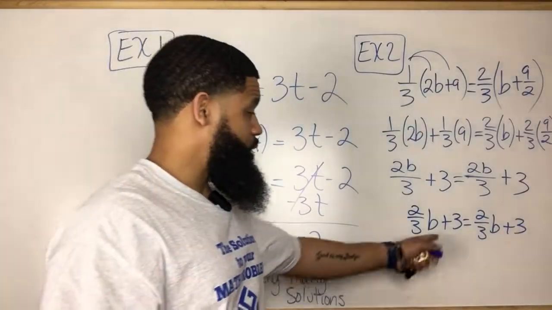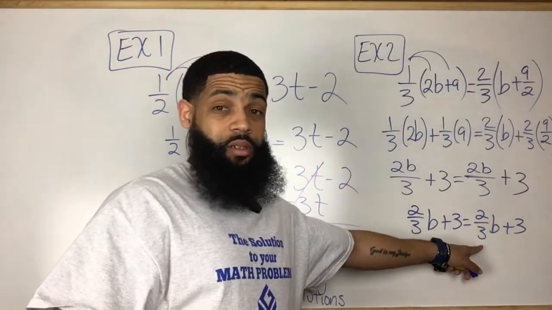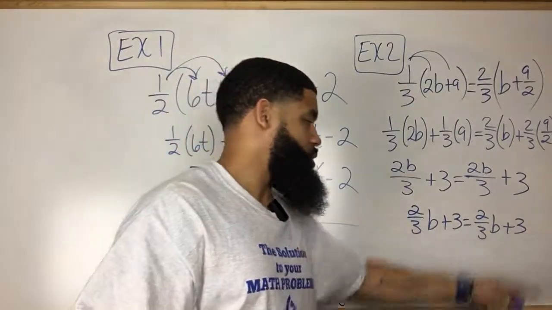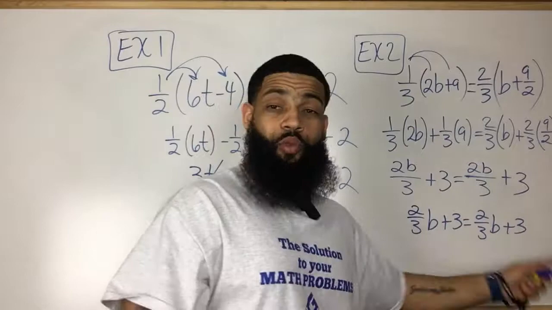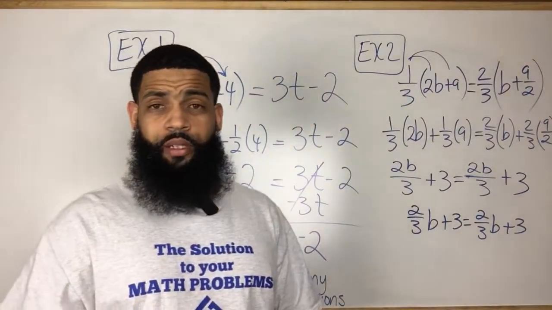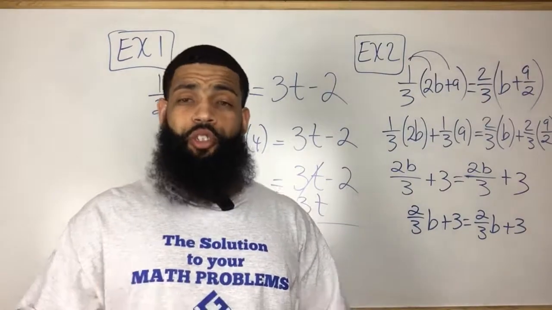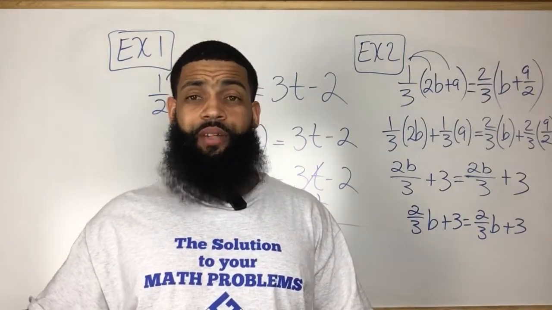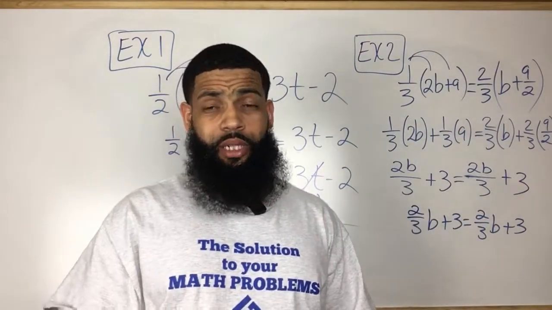Now, notice in this case, if I try to take the b over to the left, if I subtract 2/3 b from here, they're going to cancel out, and I'm going to be left with 3 is equal to 3. Nevertheless, I have the same thing on the left side that I have on the right-hand side of the equal sign. So that would tell me that there are infinitely many solutions. Whenever you get the same value on the left-hand side of the equal sign as on the right-hand side, you have infinitely many solutions.